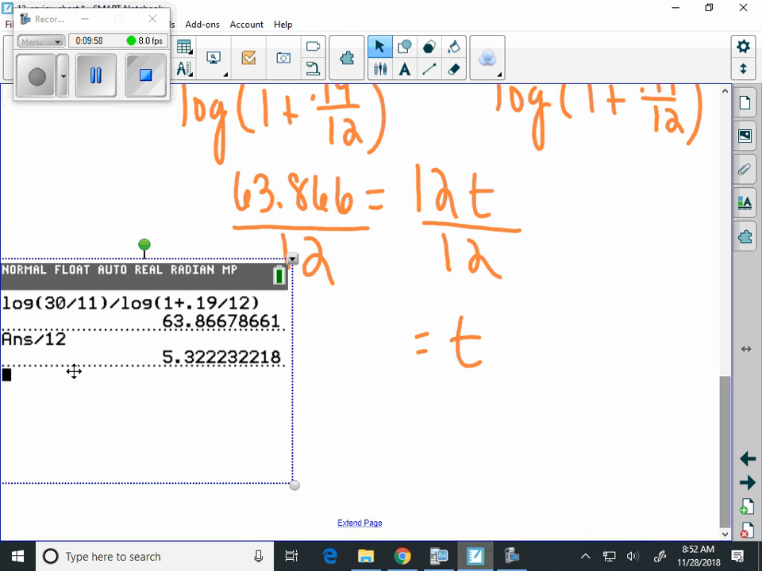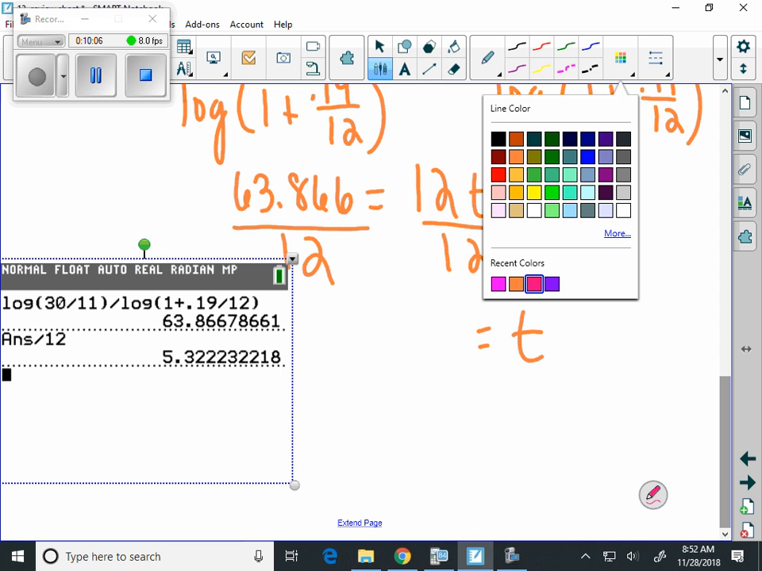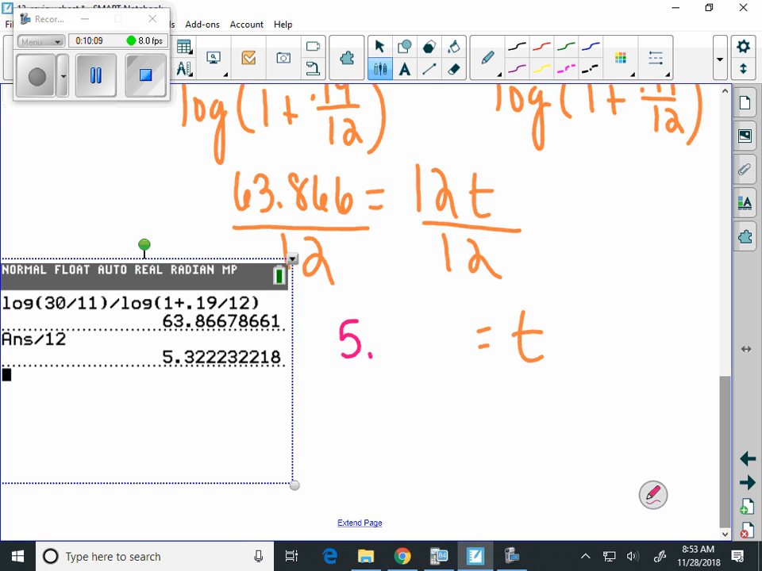Again, what we're trying to find is how many years it's going to take. How many years it's going to take is going to be 5.322. We're going to look at the third 2 to determine what to do to that. But since that third 2 is less than 5, we're going to leave that second 2, which is going to take 5.322 years.